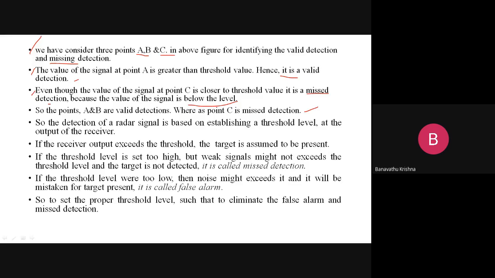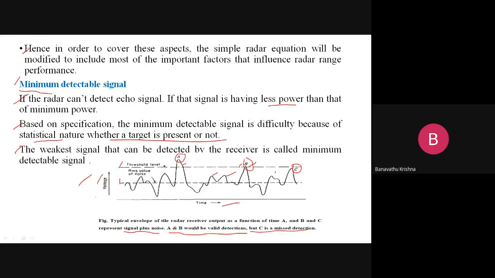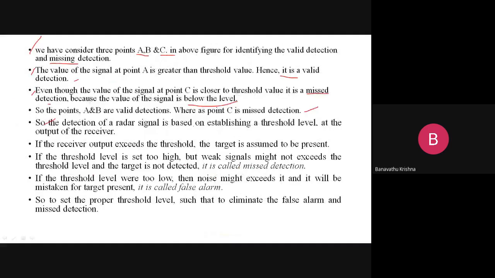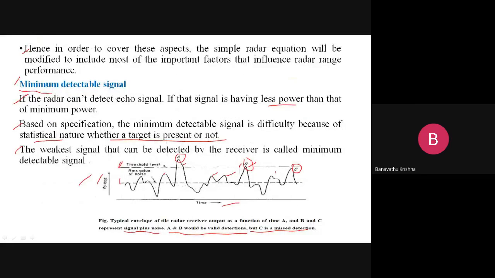So next, the detection of a radar signal is based on establishing the threshold level at the output of the receiver. Okay, let's come to this diagram. What can you say here? So the detection of a radar signal is based on establishing a threshold level at the output of the receiver. Okay. Suppose you establish the threshold level below some points, here in this area. Then what happens? This signal also crosses over.